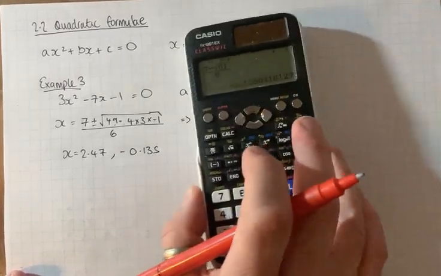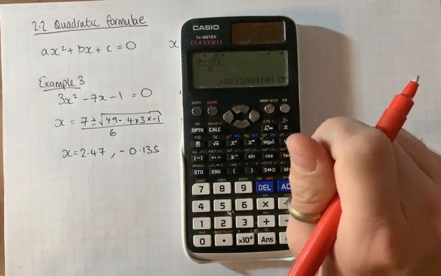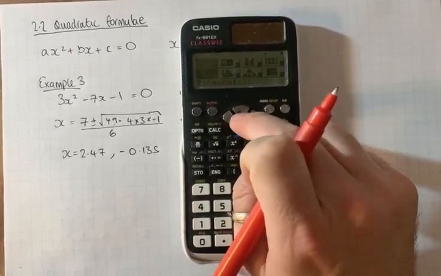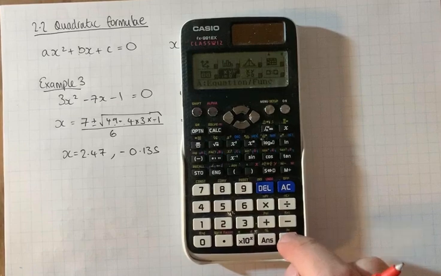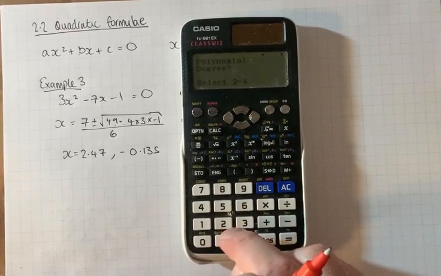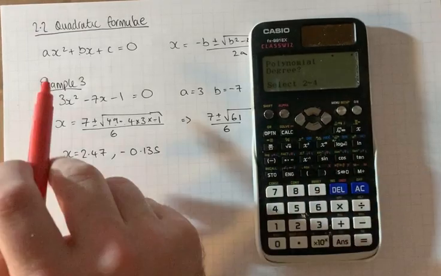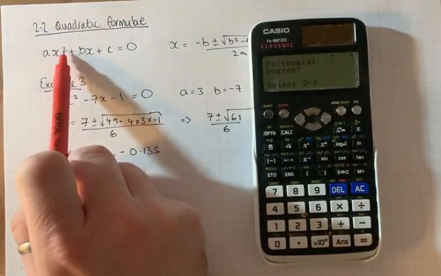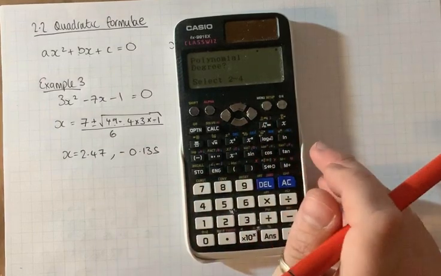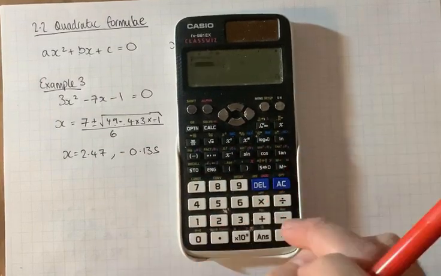Now you can on the calculator use the equation mode, equation solver. If you press menu, go to I, polynomial, degree of polynomial. A quadratic equation has a degree of 2 because its lead power, the biggest power, is 2. Degree of 3 would be a cubic, degree of 4 a quartic. So the degree of 2.